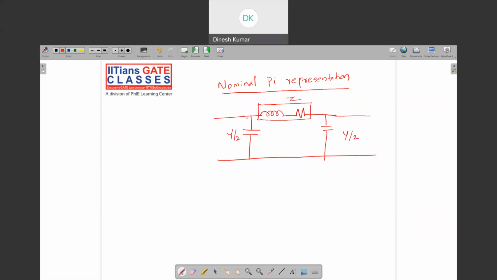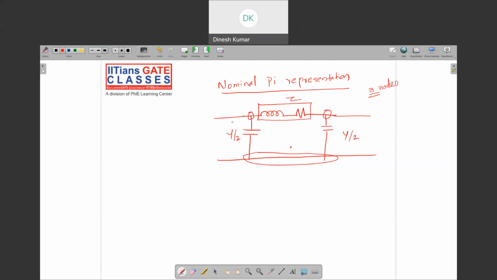Now we can check the number of nodes. Okay, this is one node, this is one node, and this is one node total. So that means here we have only 3 nodes. So in your interview, they might ask, what is the advantage of representing a transmission line as a nominal pi method instead of nominal t method?